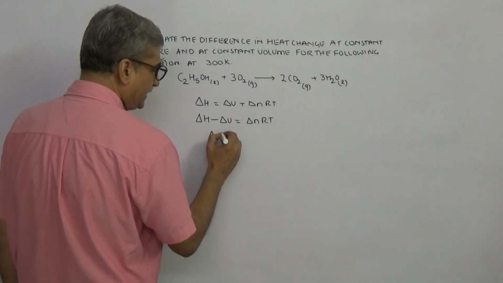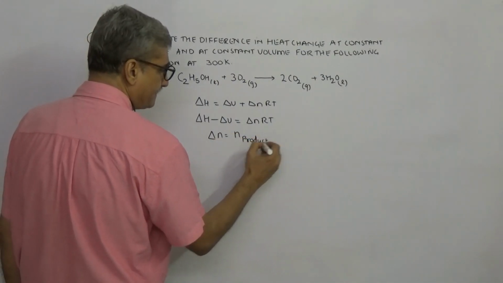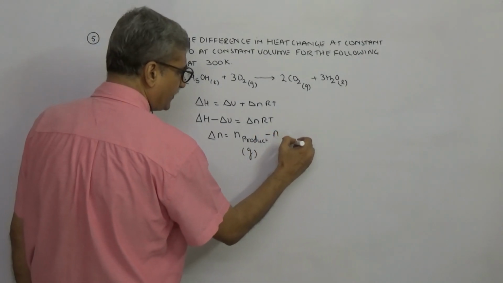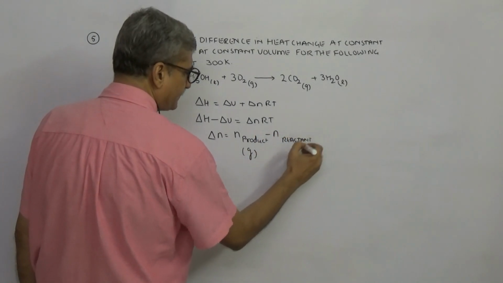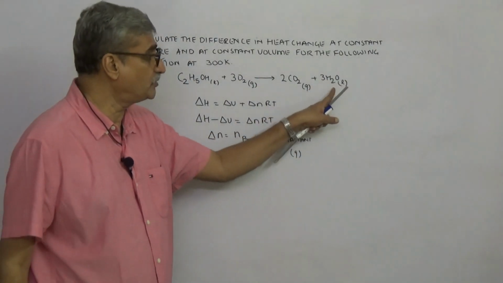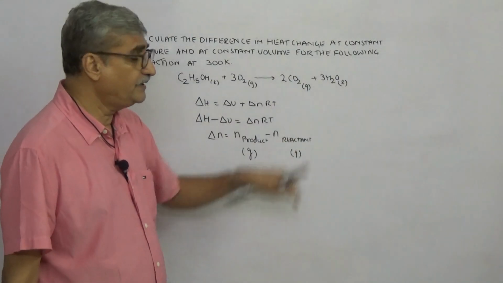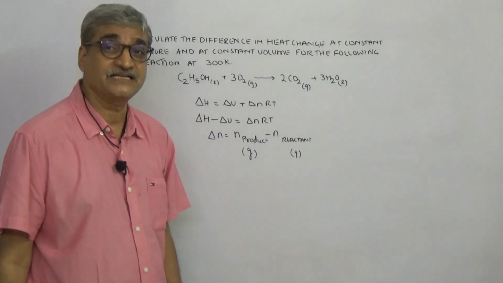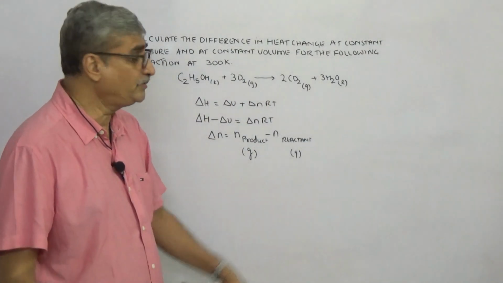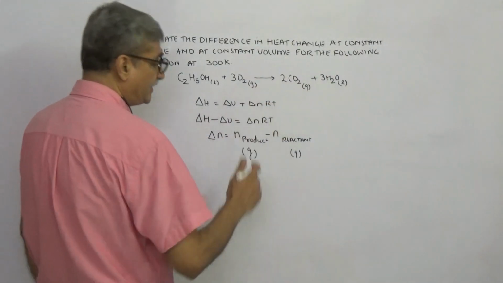See, delta n is the number of moles of product in the gaseous state minus the number of moles of reactant, again in the gaseous state. This is where people go wrong. Where they go wrong is here, H2O. At room temperature, that is 298 Kelvin, H2O is liquid. People tend to write this as gas because they are thinking ethyl alcohol is burning, so water should become steam. At room temperature, that is at standard condition, it will be liquid. So this 3 gets added up unnecessarily.